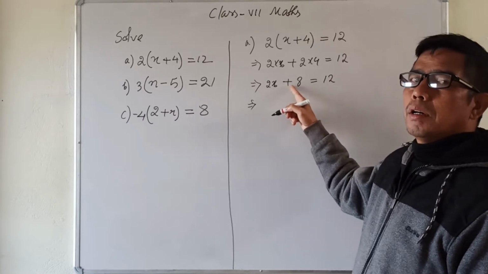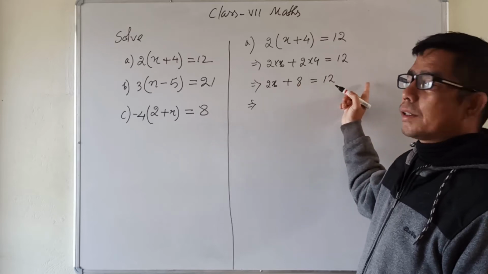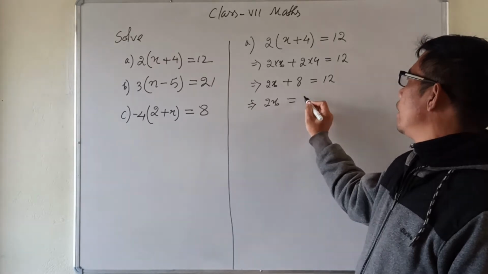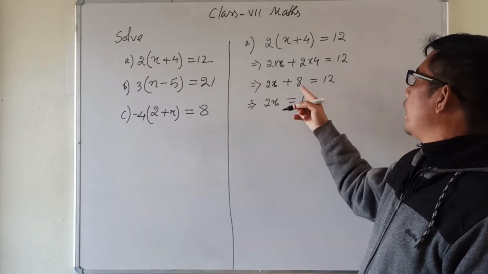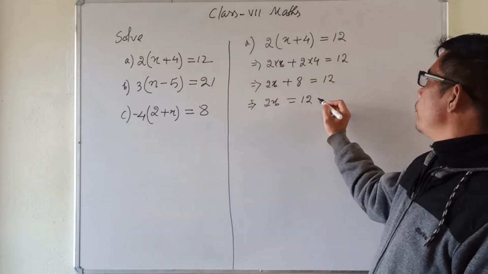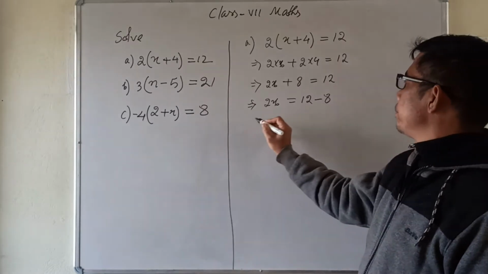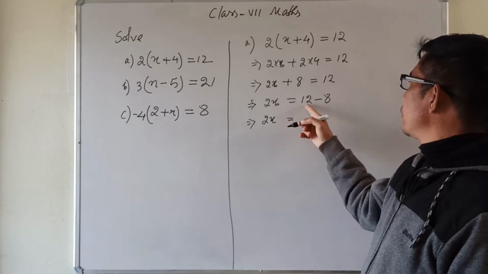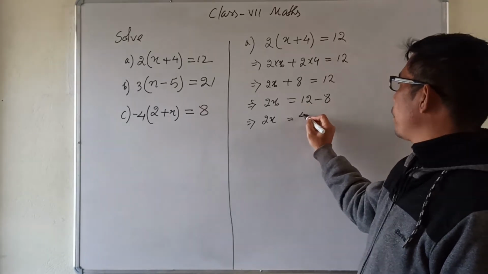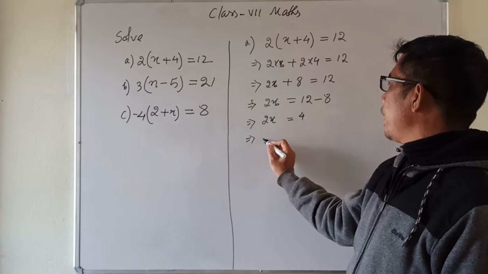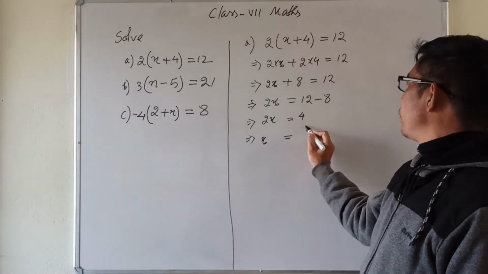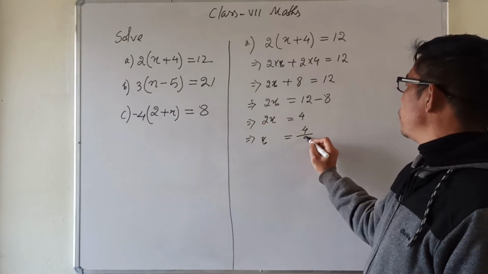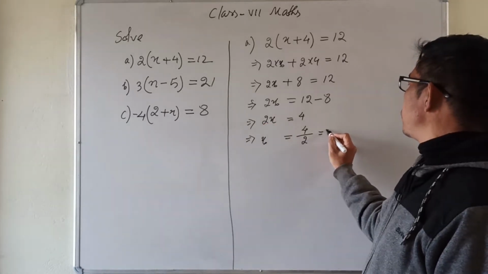This plus will be minus when it goes to the right side. So 2x remains unchanged on the left side and 12 is already on the right side, and this 8 I bring to this side, then this will be minus 8. 2x equal to 12 minus 8 gives 4. Then to find x, 4 will be divided by the coefficient of x, that is 2, equal to 2.